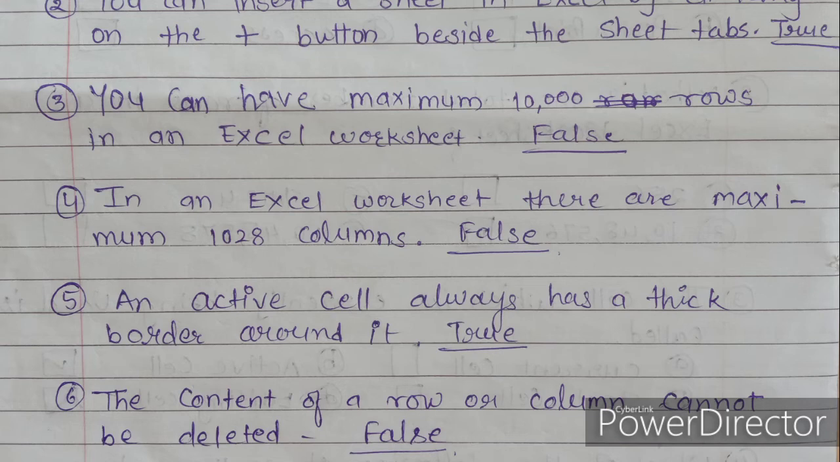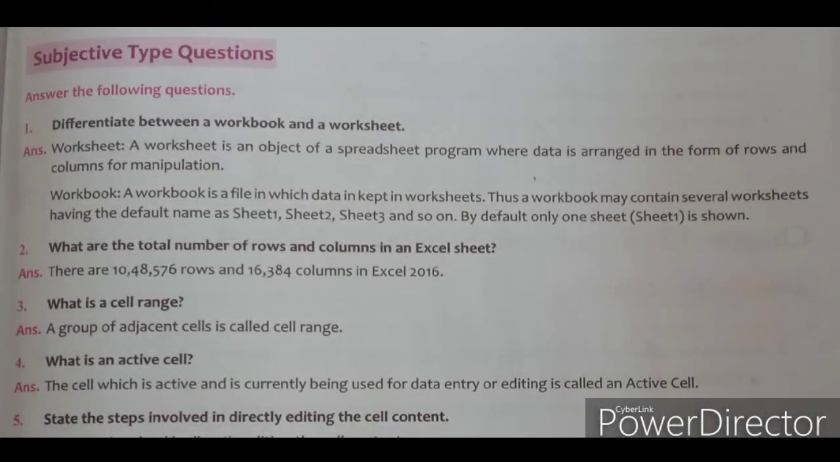Question and answer. Differentiate between a workbook and a worksheet. A worksheet is an object of a spreadsheet program where the data is arranged in the form of rows and columns for manipulation. A workbook is a file in which data is kept in worksheets. Thus, a workbook may contain several worksheets having the default names Sheet1, Sheet2, Sheet3 and so on. By default, only one sheet is shown, that is Sheet1.